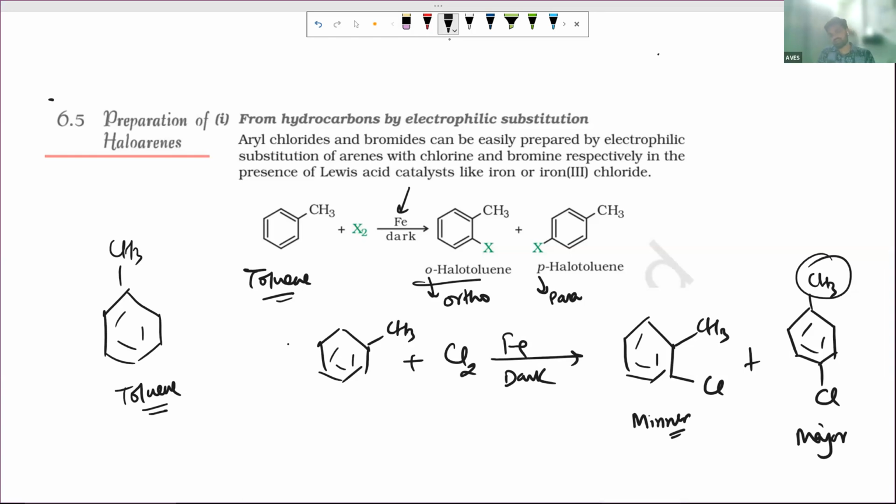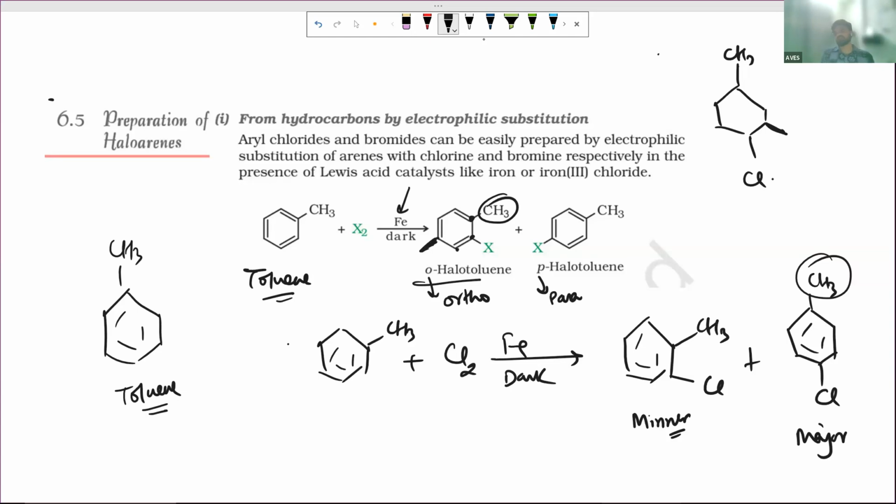And if I ask you why on this position: this is the first position, this is second, this is third, this is fourth. So for toluene, this is the para position. If we have a Cl group here and we go to the next one, instead of this one, why are we not getting it at this position?